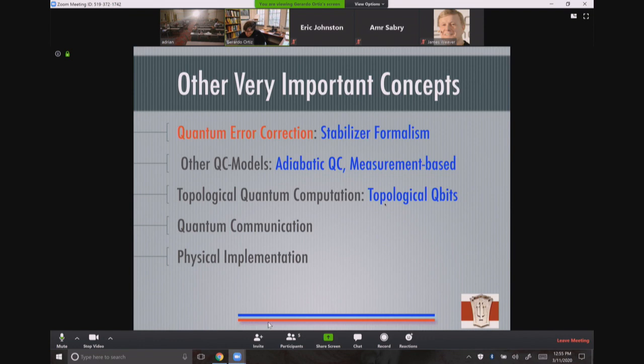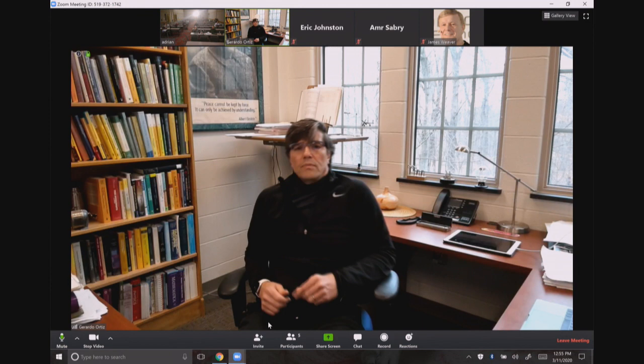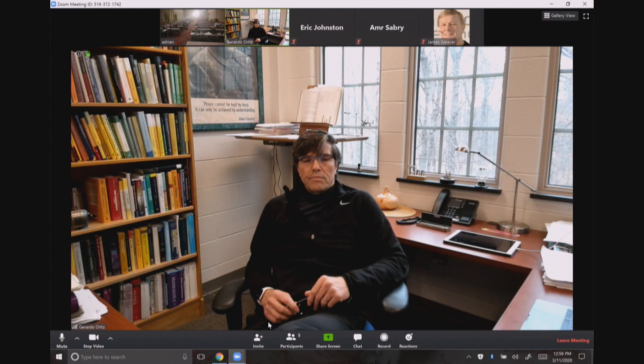Perfect. So Amr and Gerardo have worked together for many years. Gerardo is an expert in physics. Amr is an expert in programming languages. They are very familiar with each other's fields. Amr is going to show you how he is using all of this information to try to teach at the 400 level in a computer science undergraduate classroom.